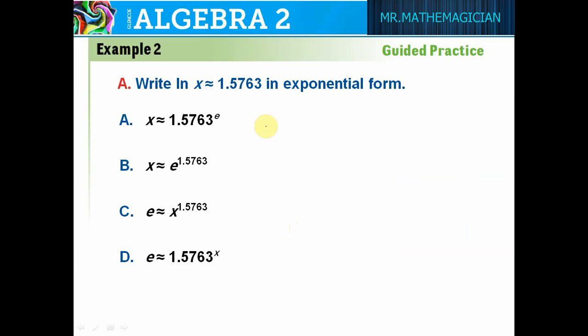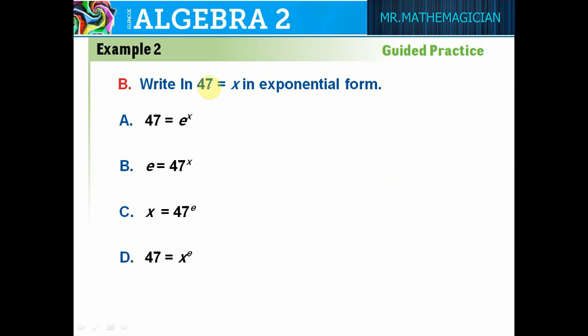This is your turn to solve. Write ln x approximately equal 1.5763 in exponential form, and you will find the accurate answer will be, yes, it's B. As I told you, I like this method: e to the power of ln x approximately equal e to the power of 1.5763, so e and ln will cancel each other, so x approximately equal e to the power of 1.5763, which is B.